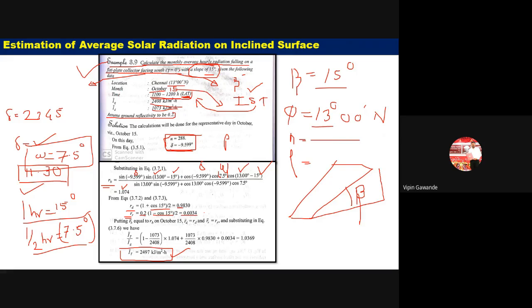Just see what you have to calculate as the final output, and then see what the unknowns are related to that. Those unknowns you have to calculate. Delta is not given, so you use the delta formula. W is not given, but in this case W is directly half of this value. Otherwise, you have to use the W formula.